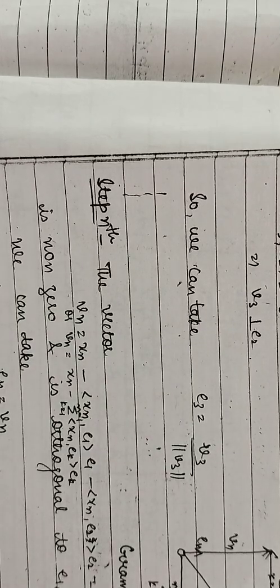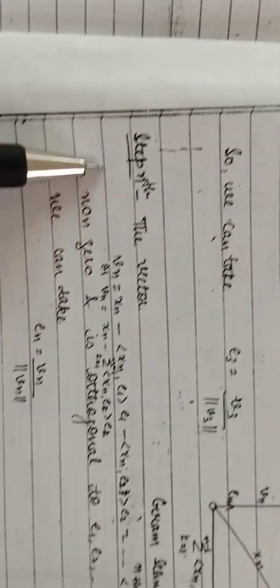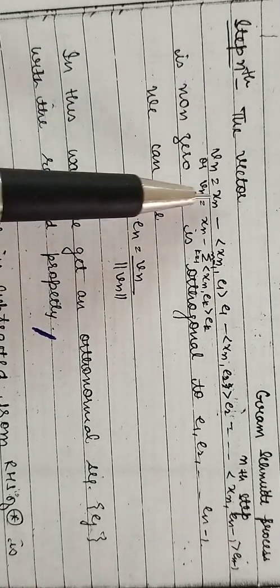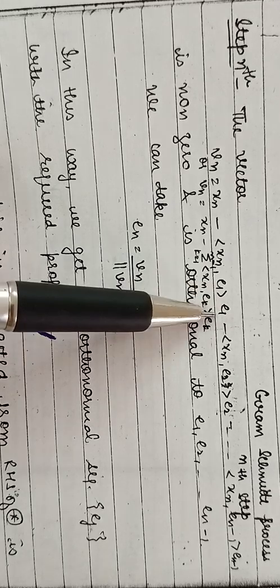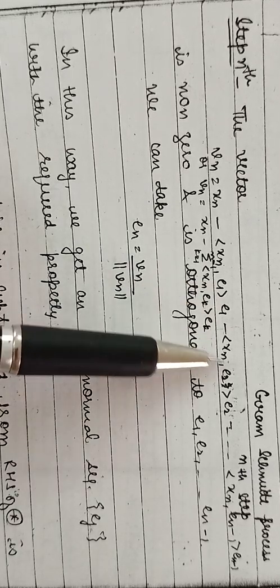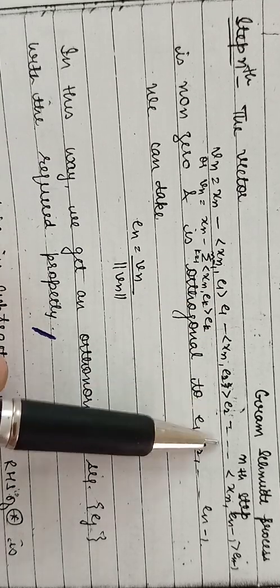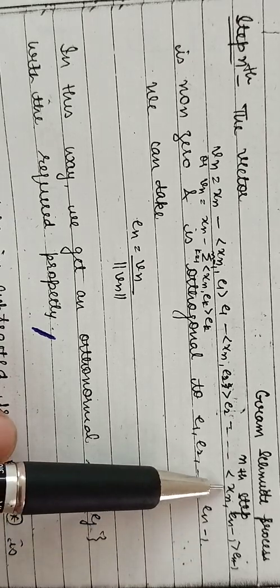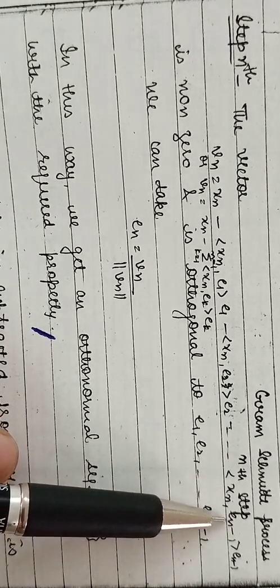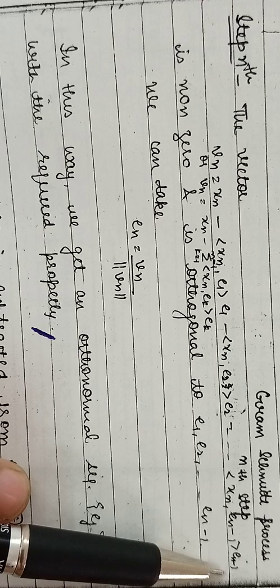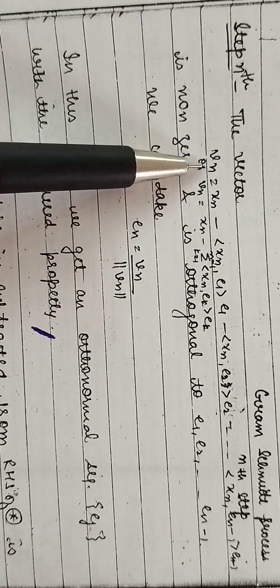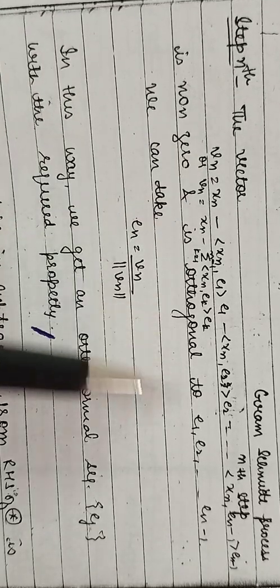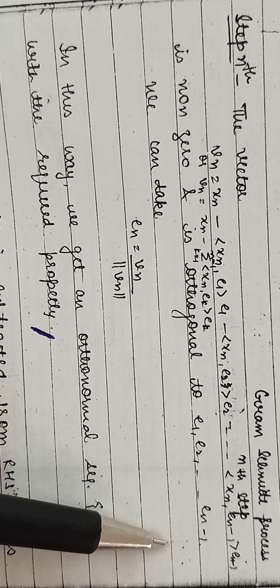Continuing like this, in the nth step we can define the vector vn. Vector vn is given by xn minus the inner product of xn with e1 into e1 minus the inner product of xn with e2 into e2 and so on. The last is the inner product of xn with en minus 1 into en minus 1. Now as we already discussed, vn will also be not equal to 0, and it will also be orthogonal to the vectors e1, e2, e3 up to en minus 1.